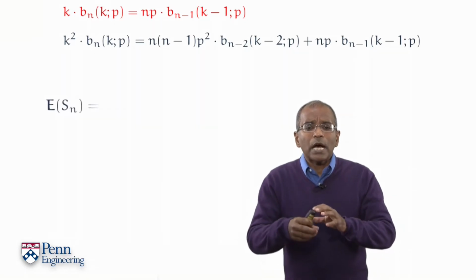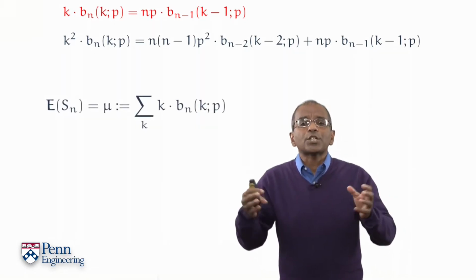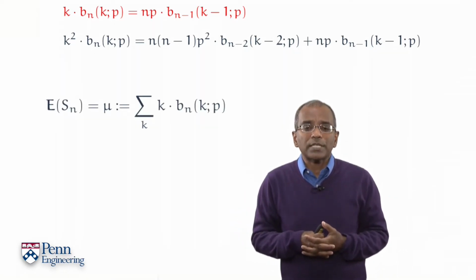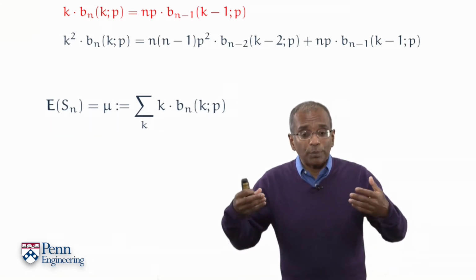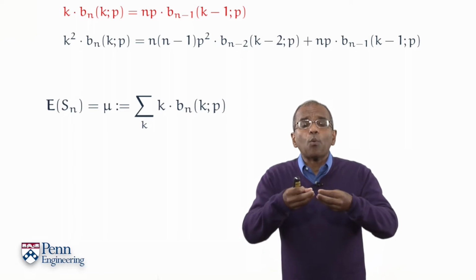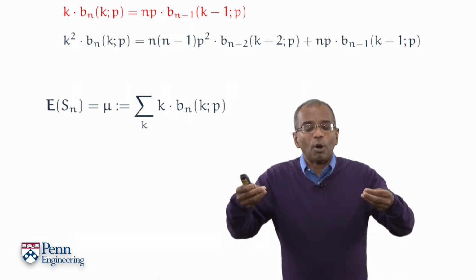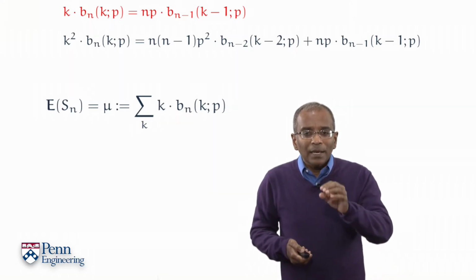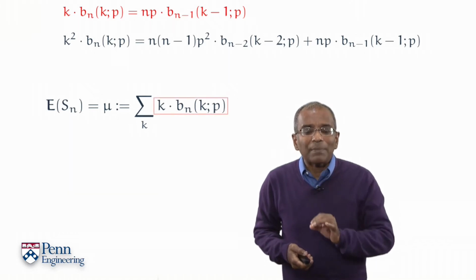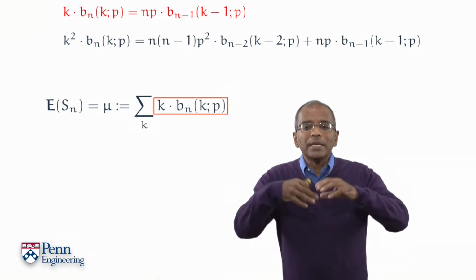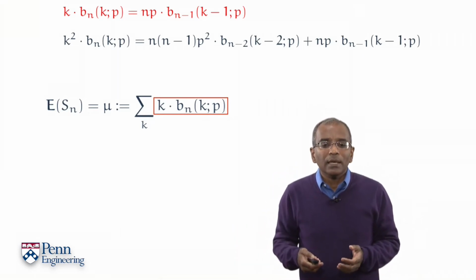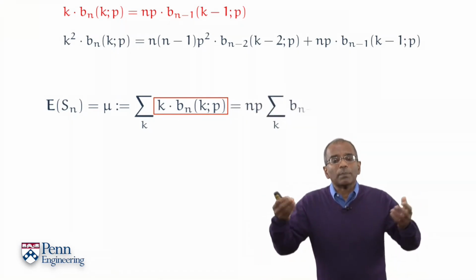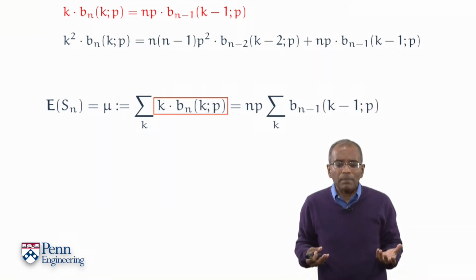So let's write down the expression for the expectation of the accumulated number of successes, E of Sn, also in the common language called mu, and given by a weighted sum of binomial probabilities. To the term k times Bn of k, we immediately replace it by our basic binomial identity. Since n times p does not depend upon k, it can be pulled out of the sum.